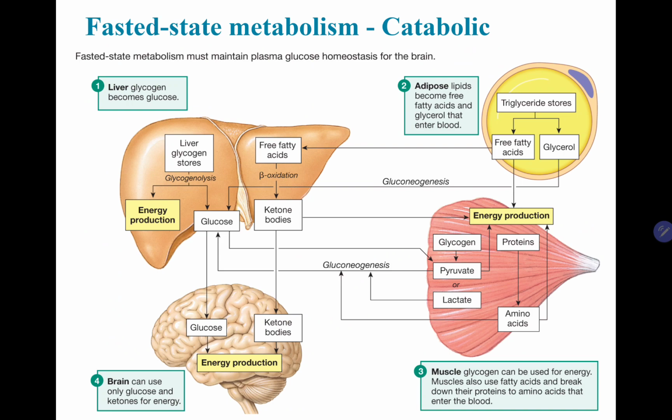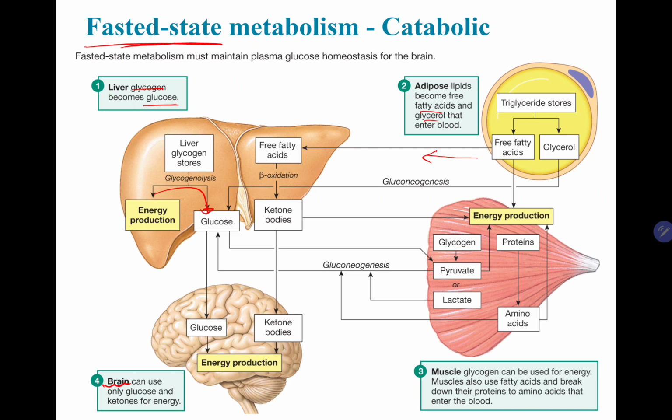So in a fasted state metabolism, we must maintain plasma glucose homeostasis for the brain. You haven't eaten, you fasted. We must maintain plasma glucose homeostasis, especially for the brain, okay? So we know that the liver, in a fasted state, is going to break down glycogen into glucose via glycogenolysis. We have our adipose tissue. The lipids become free fatty acids and glycerol, and that's going to enter the blood. Again, it's in a fasted state. You haven't eaten for a while.